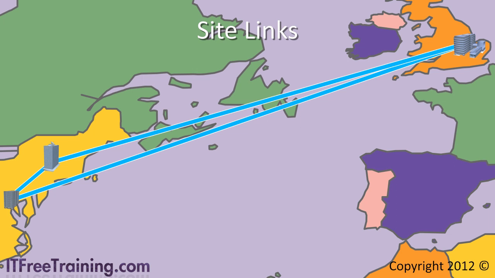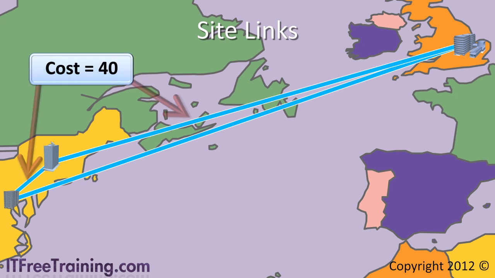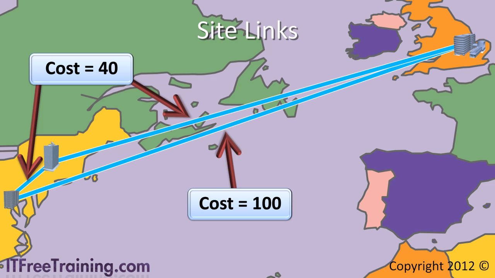In this example, the London to New York site link and the New York to Washington site link are given a cost of 40. The site link between Washington and London is given a cost of 100. The cost of transferring data between sites is calculated by adding up the value of the site's links. The route with the lowest cost will be used. In order for data to go from Washington to London, the lowest cost would be via New York.